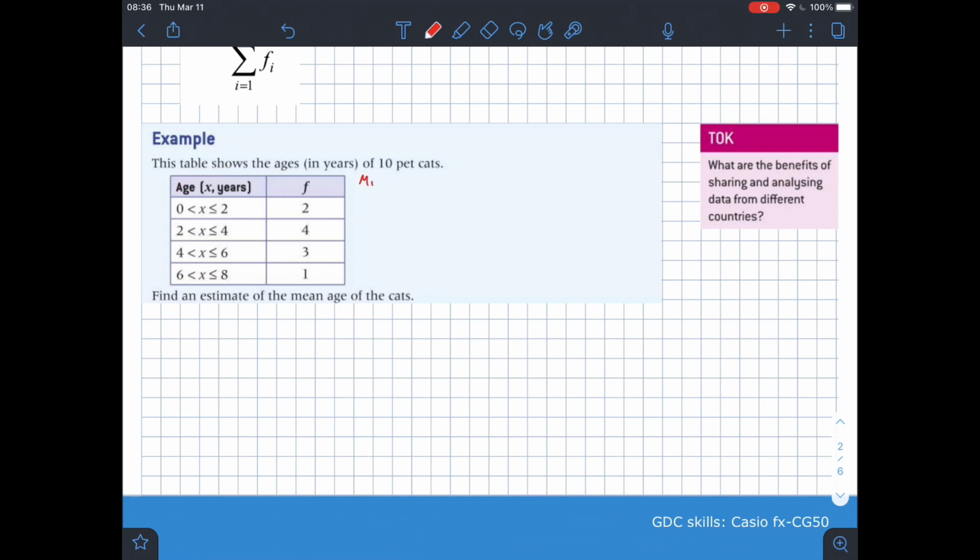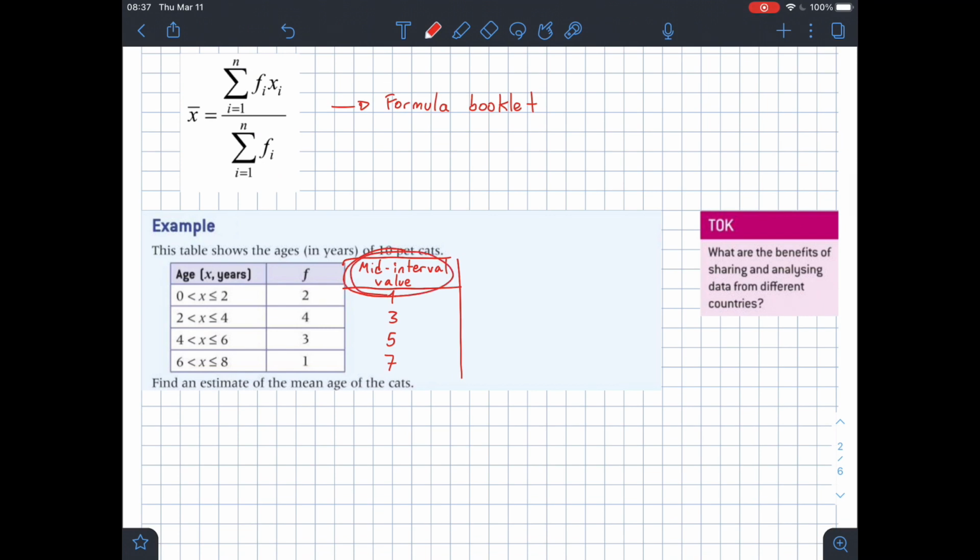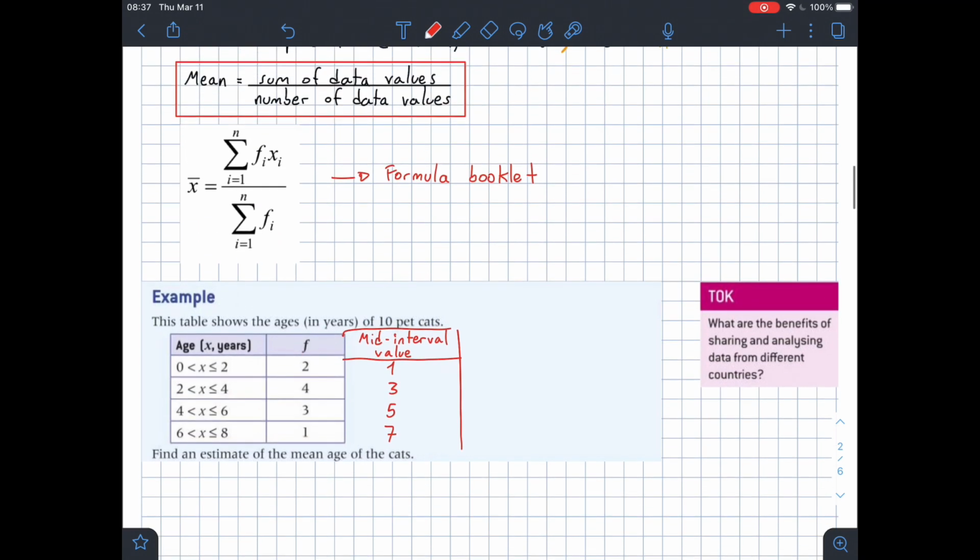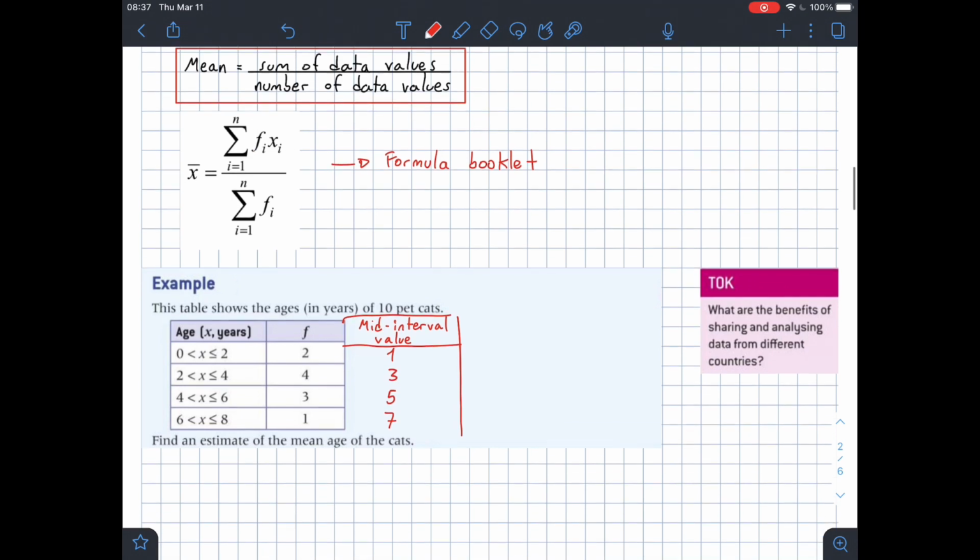So we're going to build a column here for mid-interval value. The mid-interval value is basically the average between these values. Like 0 plus 2 divided by 2, that's 1. 2 plus 4 divided by 2, that's 3, and so on, right? It's basically the value in the middle. So this is 7. Once we find the mid-interval value, the next step is to multiply the mid-interval value times the frequency, in order to have this part of our formula.